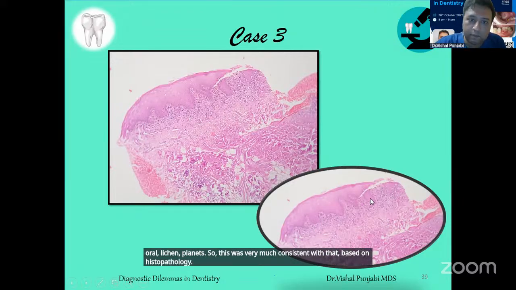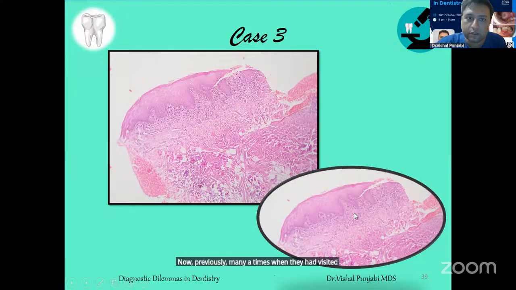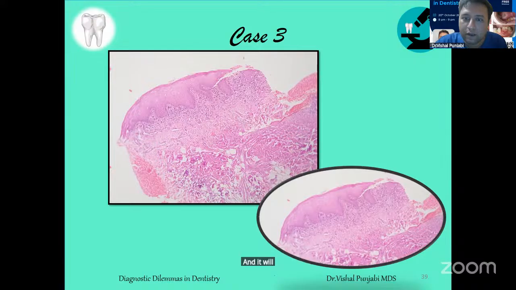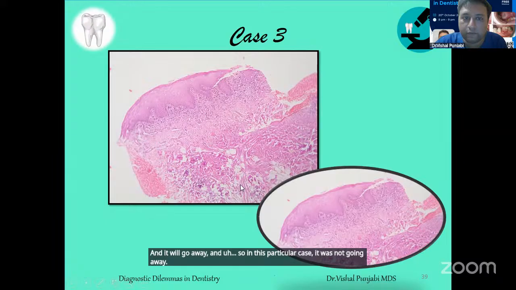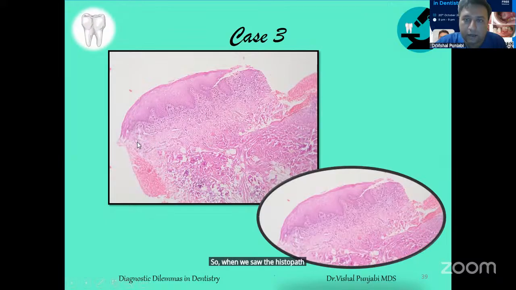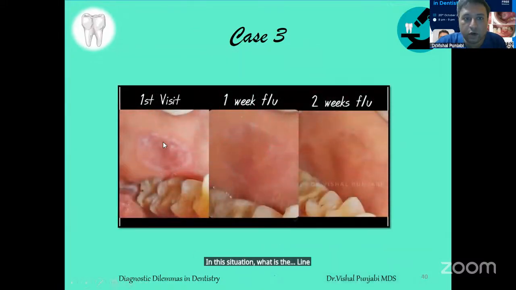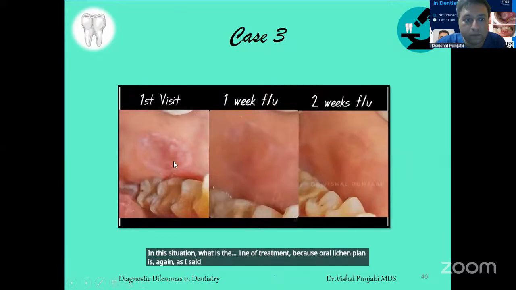Now, previously, many times when they had visited certain doctors, even from different specialities, even medical specialities, they had anticipated that it's just an ulcer and it will go away. In this particular case, it was not going away. So when we saw the histopathology and it was oral lichen planus, we have to understand in this situation what the line of treatment is, because with oral lichen planus, again, as I said, there is no tobacco history, no history of any kind of pan masala or smoking.